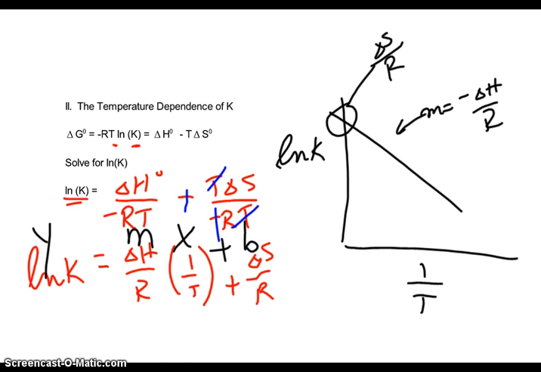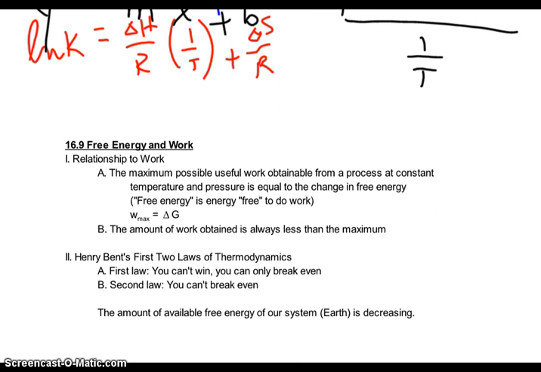Now let's go on quickly. I only have about half a minute to talk about free energy and work. So this is the relationship to work: the maximum possible useful work from either physical or chemical reactions, at constant temperature, is equal to the change in free energy. So that's the maximum amount. It's never going to be more than that. Typically it's less than that.